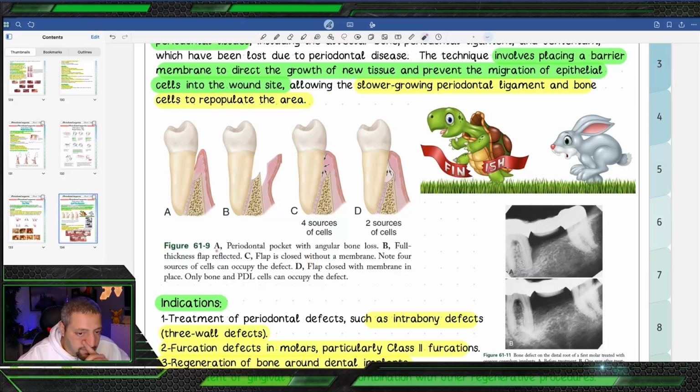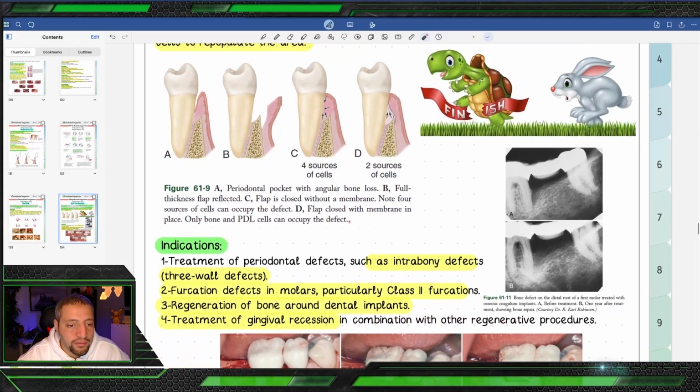So let's read together. Periodontal pocket with angular bone loss. Full thickness flap is reflected. Flap is closed without a membrane. Note, four sources of cells can occupy the defect. So this is what's going to happen without using this GTR. When you close the flap with a membrane in place, only bone and PDL can occupy the defect. So the turtle here will run in this empty space to fill it.